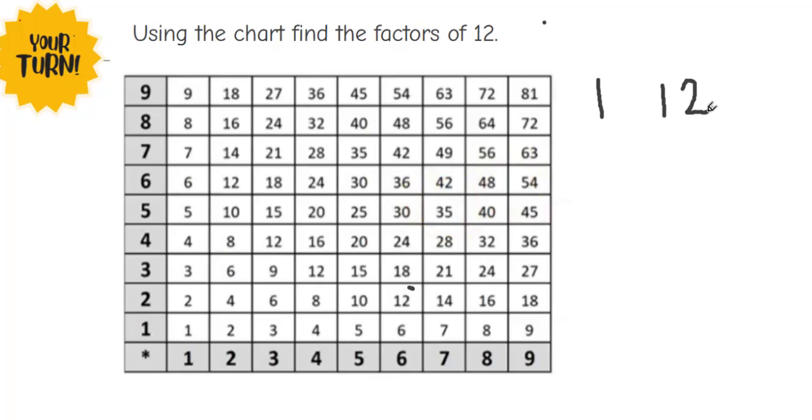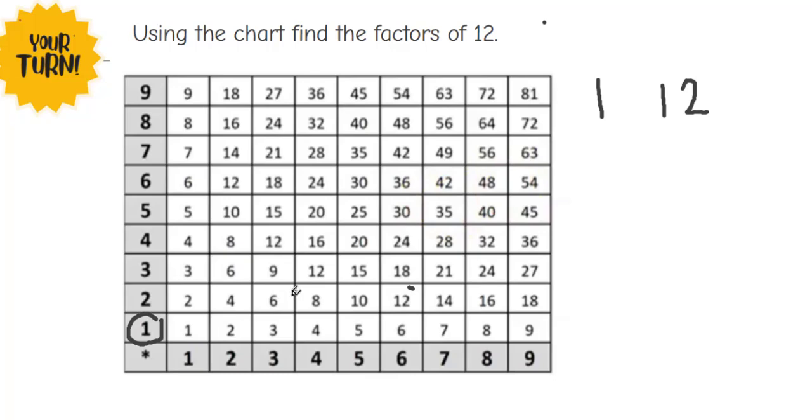You could have 10 gazillion. 10 gazillion and 1 are factors of 10 gazillion, right? That's not even a real number, I don't think, but just to give you an example. All numbers, 1 and that number are factors. Now we're going to find the other factors using our multiplication chart. We've already done 1. It's not on the chart because this chart only goes up to 9, but we know that rule.